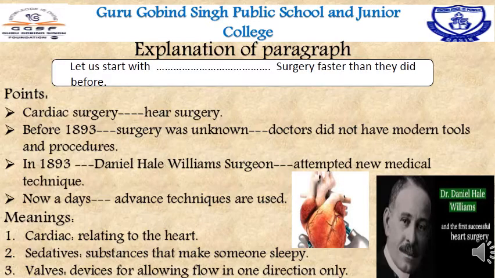So children, we can say that Dr. Daniel Hale Williams was the first successful heart surgeon. Children, nowadays many advanced techniques are used in this specialty to deal with heart complications. Open heart surgery can help to repair heart defects, repair heart valves, or even replace them.